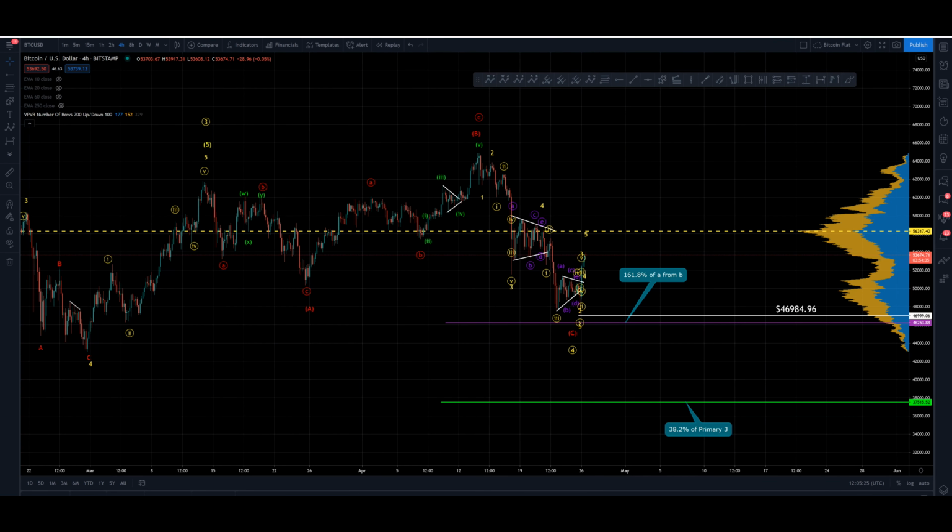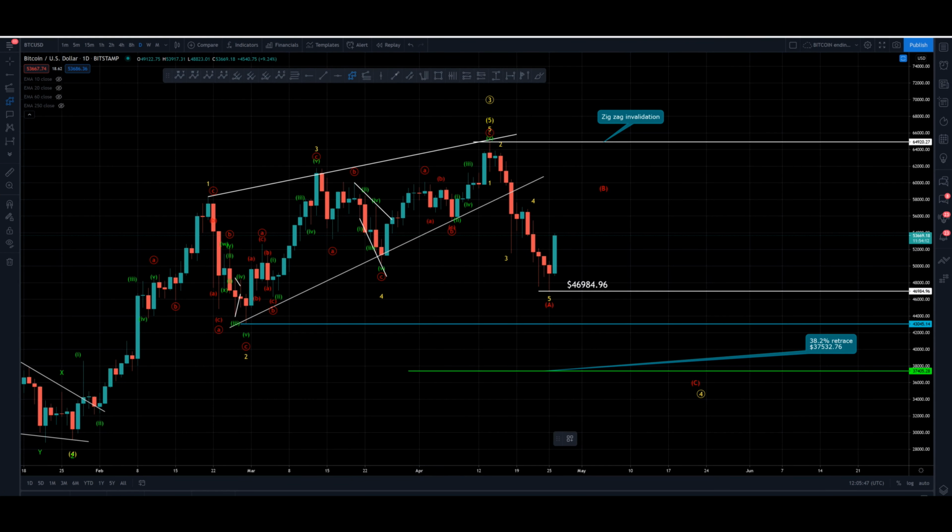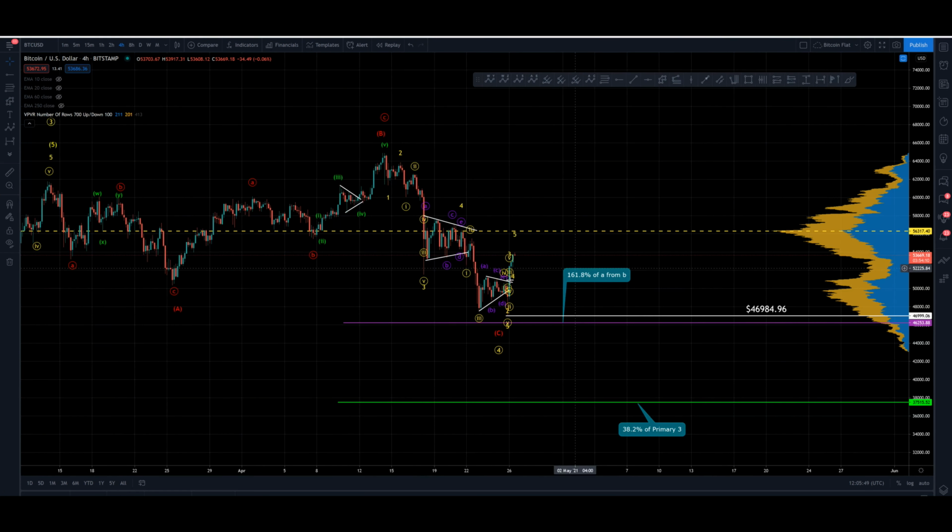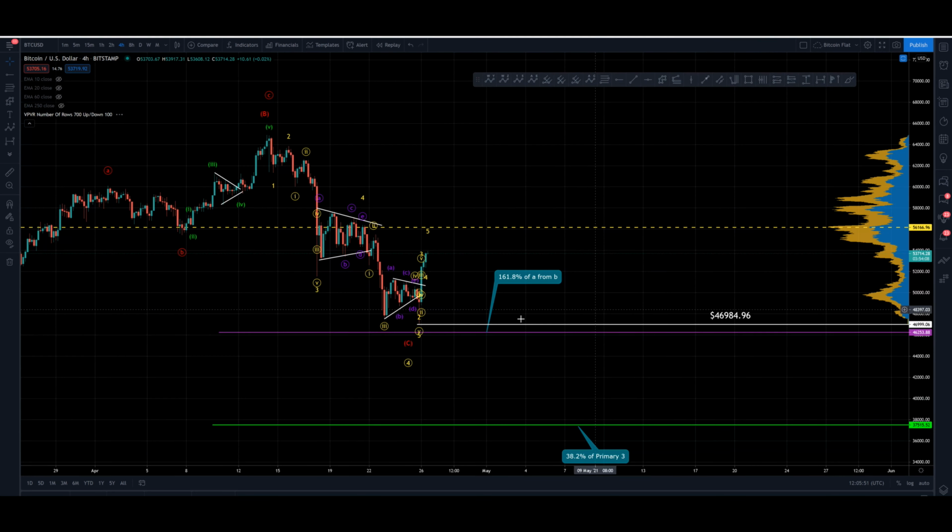Oh, bear with me, for some reason my chart froze then. There we go, it's working now. That's a bit weird. Could be an internet issue or whatever.